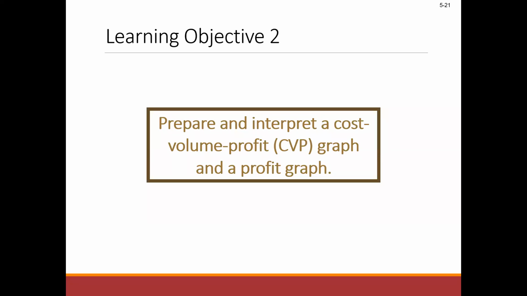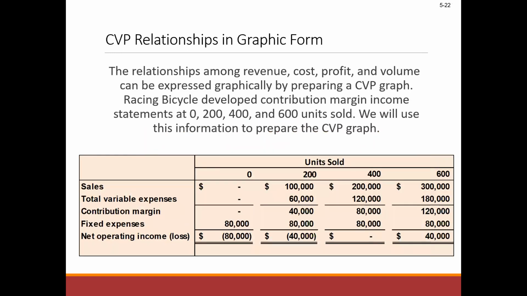Now we're going to look at a cost, volume, profit graph. The relationship among revenue, cost, profit, and volume can be expressed graphically by preparing a CVP graph, cost, volume, profit graph. Racing Bicycle developed contribution margin income statements at 0 units sold, 200 units sold, 400 units sold, and 600 units sold. We're going to take this info and put it into a graph.